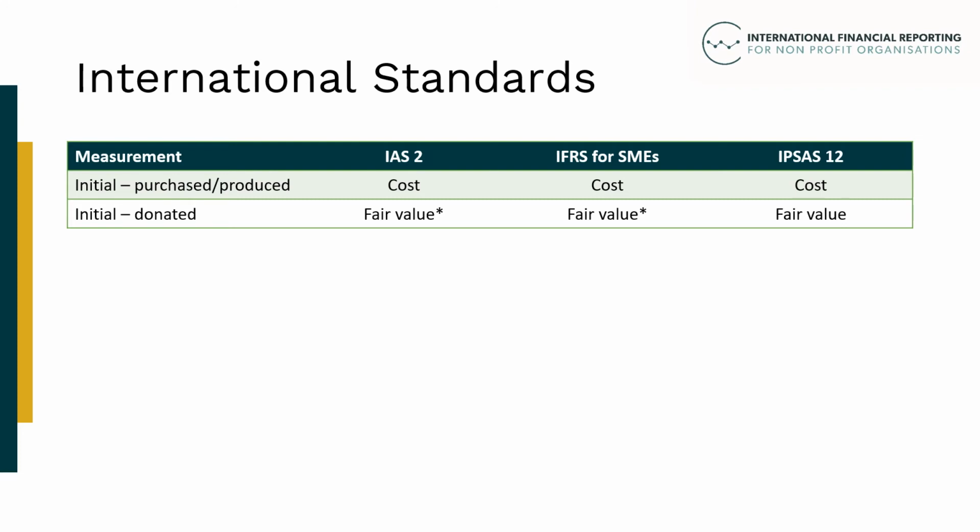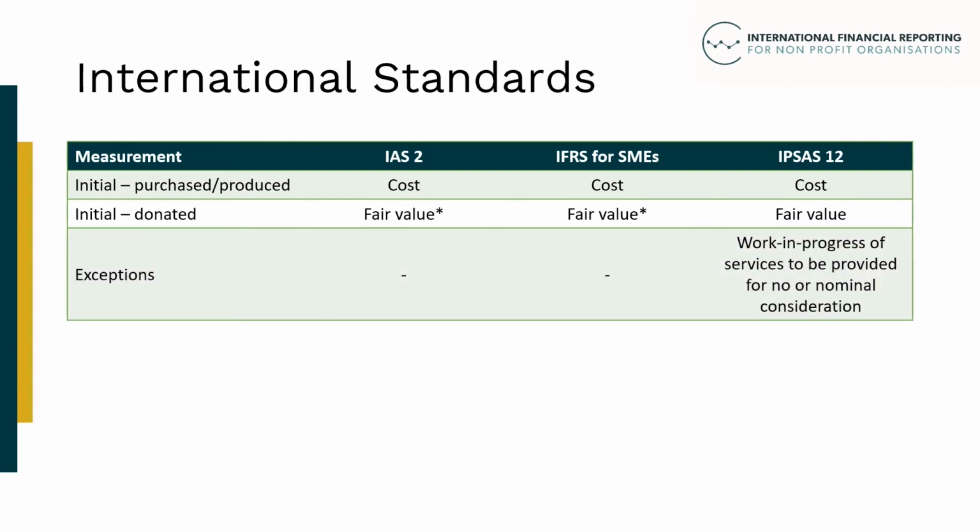Unlike the other international standards, IPSAS includes an exception for work in progress of services to be provided for no or nominal consideration. An example would be where an NPO prepares legal casework to support refugees and asylum seekers. Until a case is heard, the casework being developed may be considered inventory if it meets the recognition criteria. Unless record-keeping systems such as timesheets are in place, NPOs may find it difficult to determine the cost of the casework to record it as inventory.